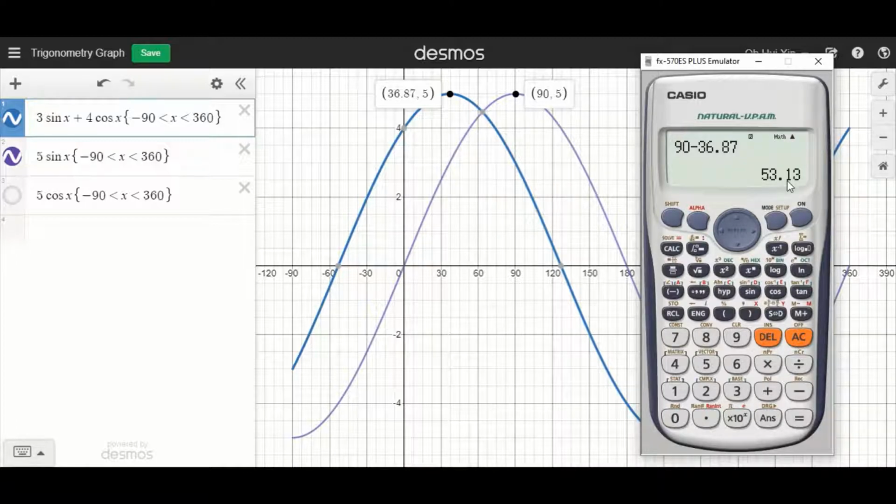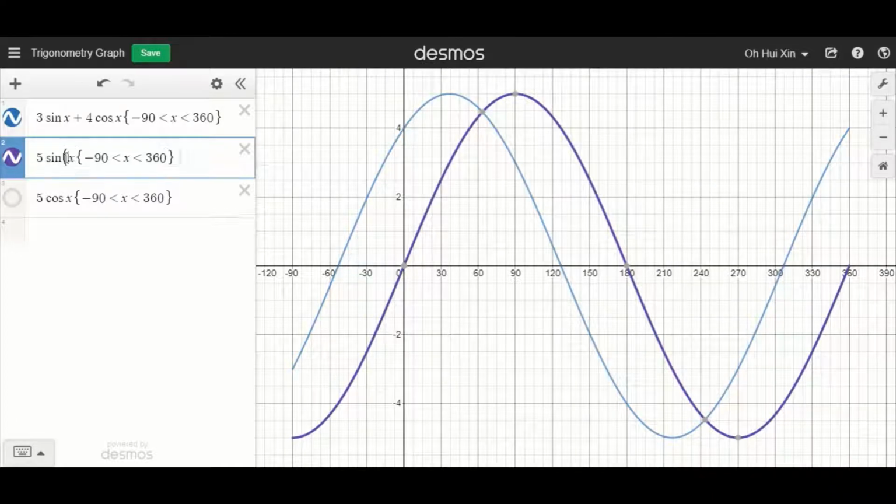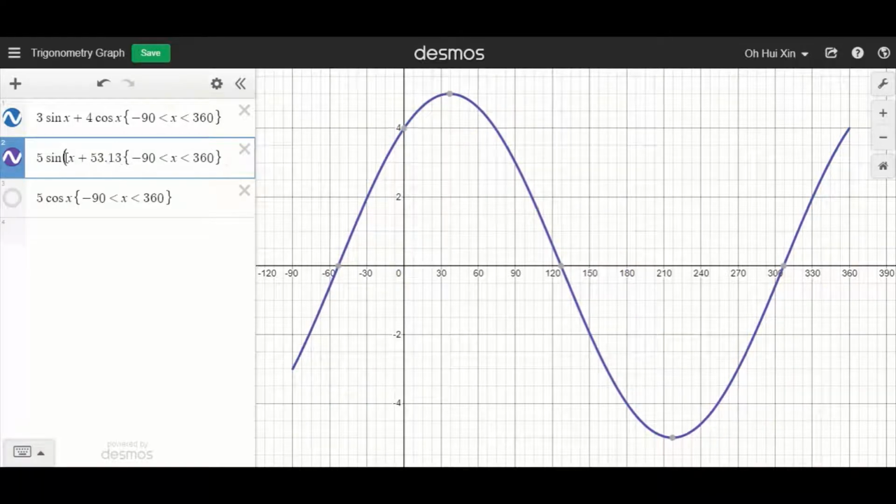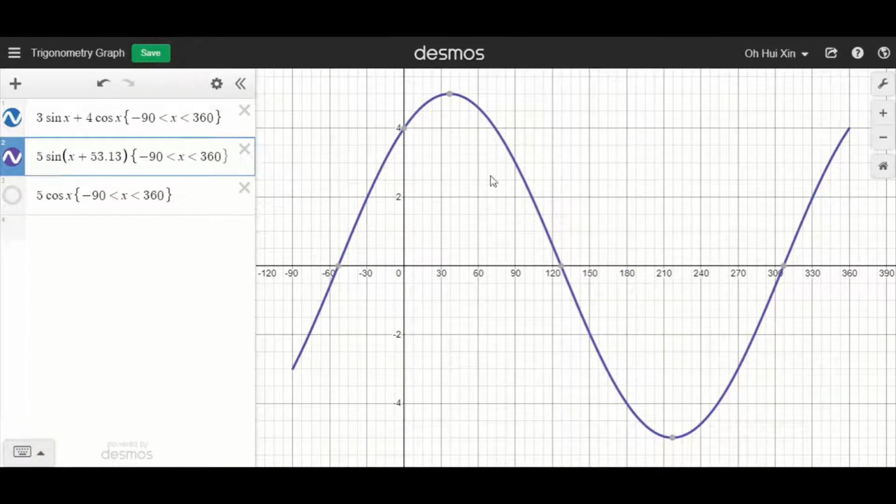So meaning that I'll need to move to my left hand side. So that's why it should be a plus. So I will try to change this into x plus 53.13. So what you can realize is I get the exact same graph now. Okay, so finish the sine one. Now let's go to cos.